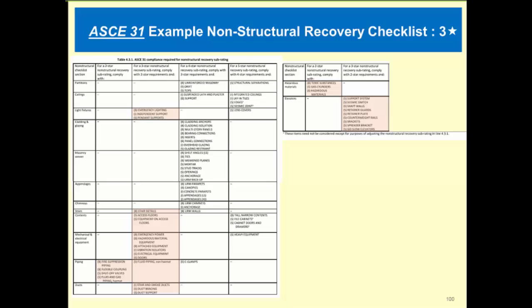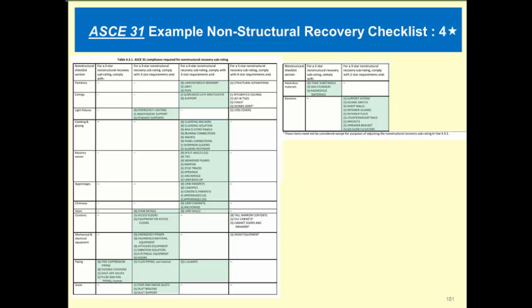Kind of like what we saw before, each time we go up the ratings, now we're trying to demonstrate that we have a 3-star subrating, we have to satisfy a lot more non-structural checklist items, and it just continues to grow from there. In our case, our stair details were non-compliant, so building example number 1, which means that we can't get a 3-star subrating because we have a single non-compliant item. The maximum we can get now is 2 stars.